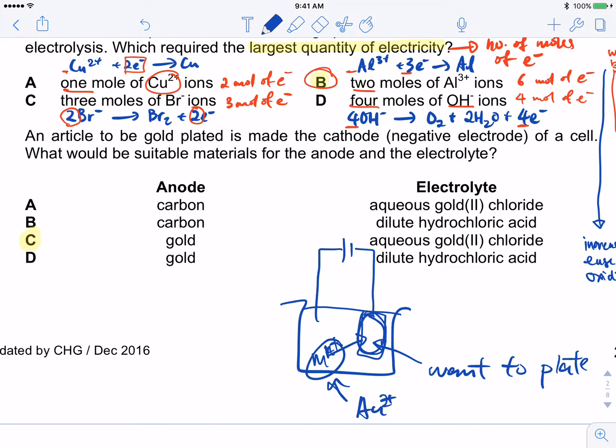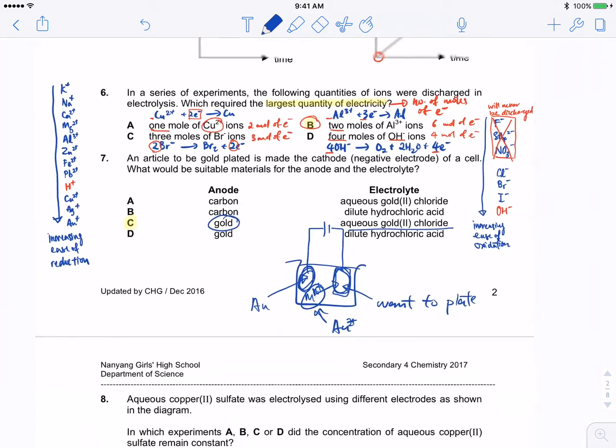So what should be the other side? At the anode, I mean. Again, like the previous example of using copper, we want to have gold as the anode so that it can ensure that the concentration of gold ions in the solution is not used up, so that you can just keep on plating it. So the answer will be gold as the anode and gold 2 chloride as the electrolyte.